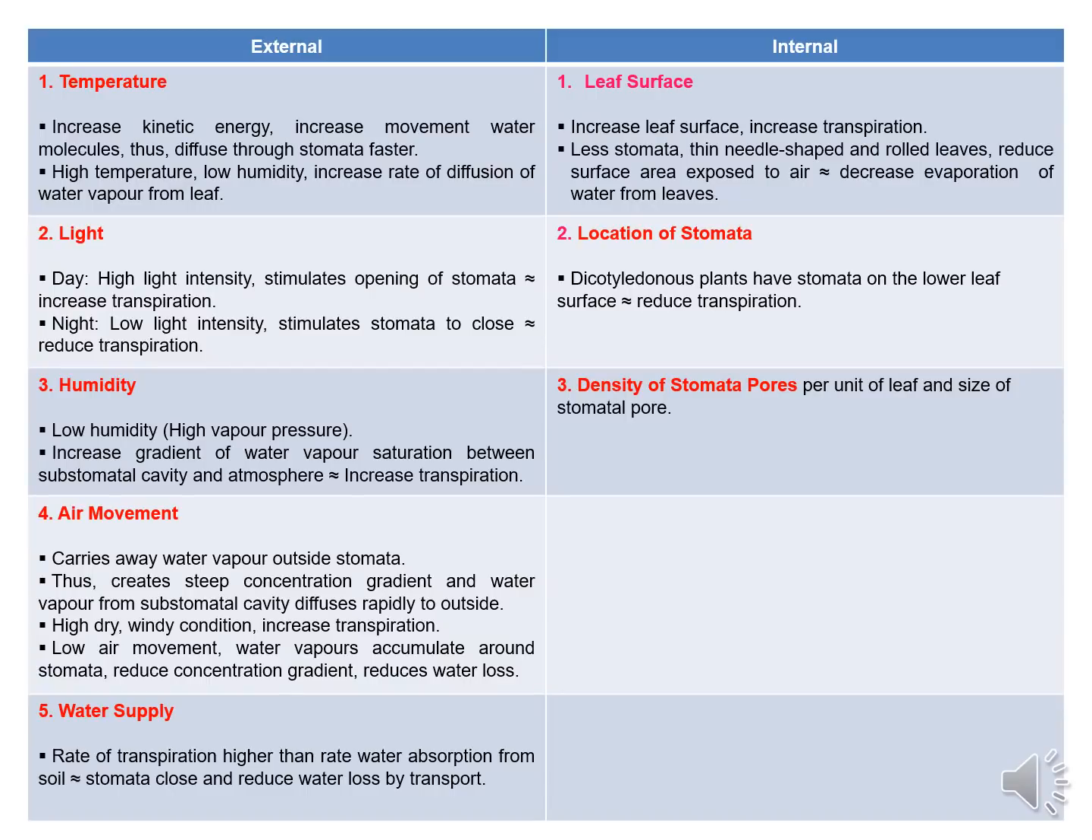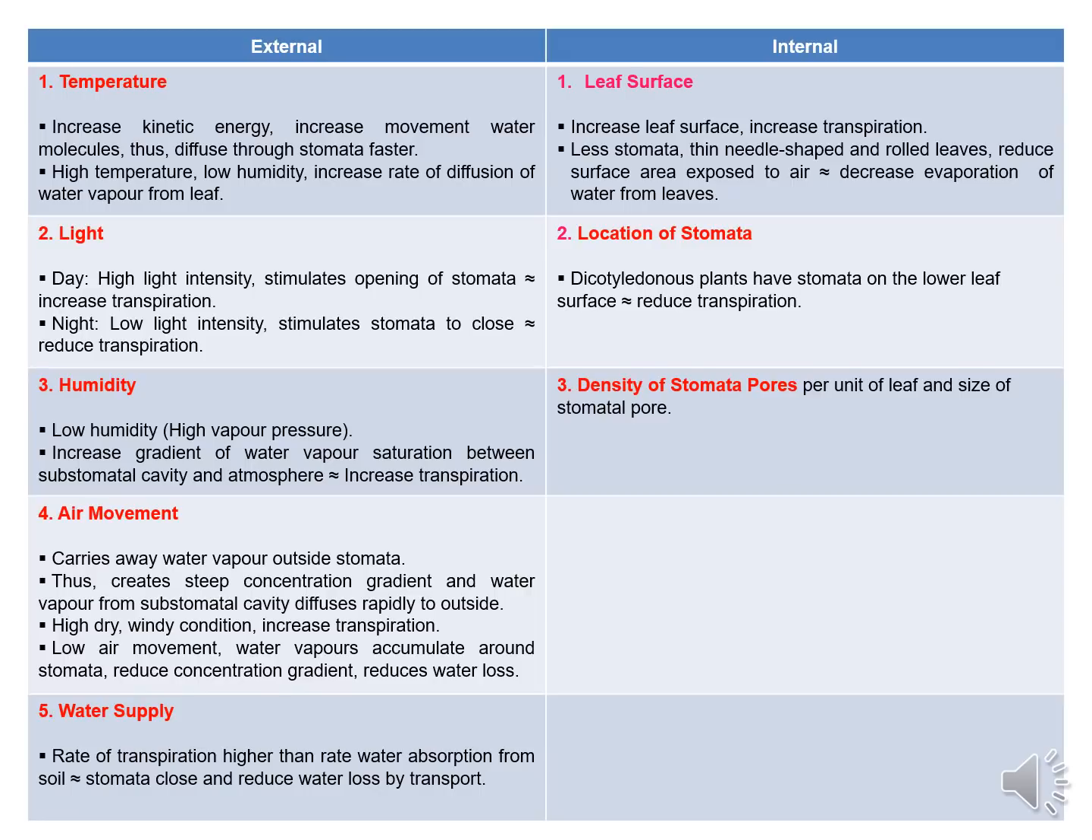Okay, now, before we end this section, let us recap the factors which determine the rate of transpiration in further detail. Factors which determine the rate of transpiration can actually be divided into two major groups, which are the external factors as well as the internal factors. For external factors, we have temperature, light, humidity, air movement, as well as water supply. Meanwhile, for internal factors, we have leaf surface, location of stomata, and finally the density of stomata pores.